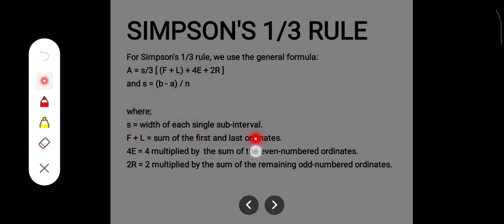It is equivalent to the h in the previous formula, that is step size. Now f plus l is saying the sum of the first and last ordinates, f representing first and l representing last. 4e equals 4 multiplied by the sum of the even numbered ordinates, so e representing even numbered ordinate. And 2r equals 2 multiplied by the sum of the remaining odd numbered ordinates.